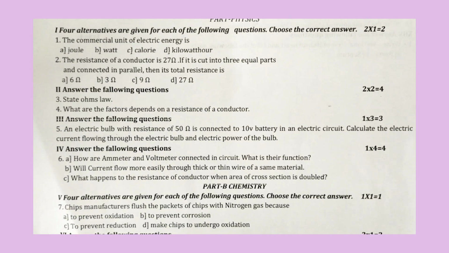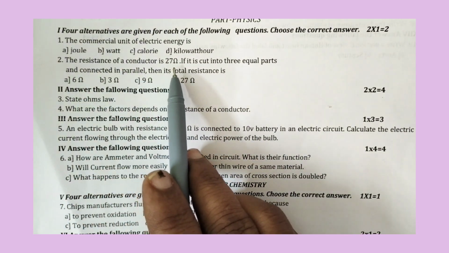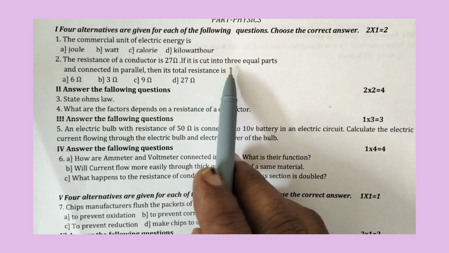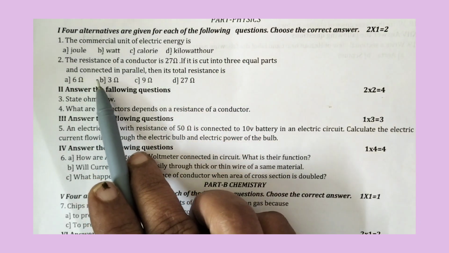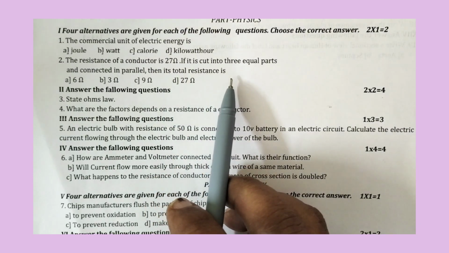Then the second question: the resistance of a conductor is 27 ohm. If it is cut into 3 equal parts and connected in parallel, then its total resistance is.